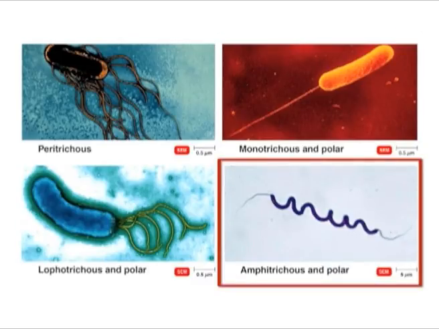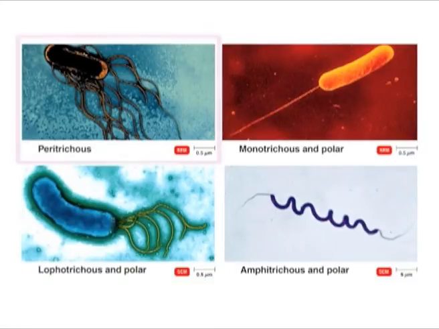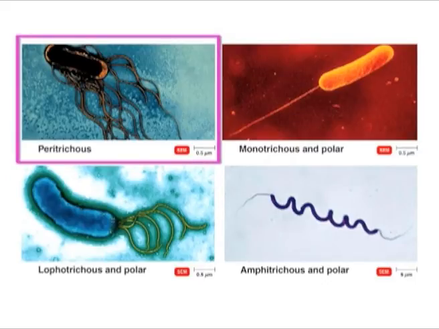Second is amphitrichous, a single flagellum at each pole as present in Alcaligenes faecalis. Third one, lophotrichous, a cluster or tuft of flagella at one or both ends as in Spirillum. Fourth, peritrichous, a relatively even distribution of flagella over the entire surface of the bacterium as in the case of Proteus vulgaris and E. coli. Some bacteria show movement in response to chemicals and magnetic field.